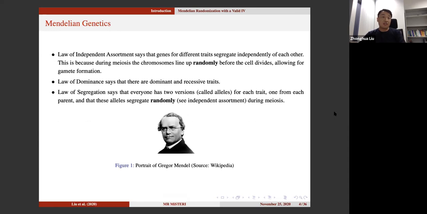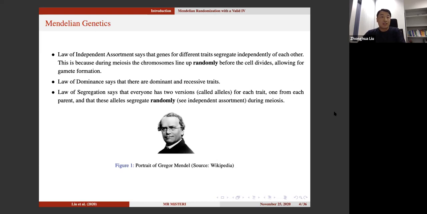Let's go back to the 19th century, the classical Mendelian genetics, especially the law of independent assortment, which says that genes for different traits segregate independently of each other. This is because during meiosis, the chromosomes line up randomly before the cell divides, allowing for gamete formation. Here, I emphasize the word randomly. The law of segregation says everyone has 2 versions, we call them alleles, for each trait, one from each parent, one from mom, one from dad, and these alleles segregate randomly during meiosis.